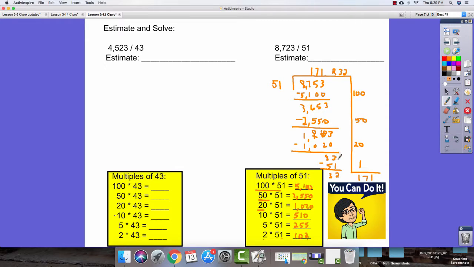Or I could report my remainder as a fraction and say that is 171 and 32 over 51. The remainder becomes the numerator of my fraction, and my divisor becomes my denominator. So I could say 171 and 32 51sts.